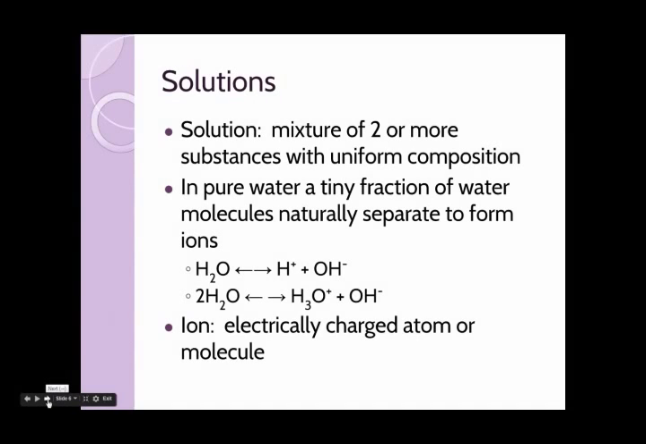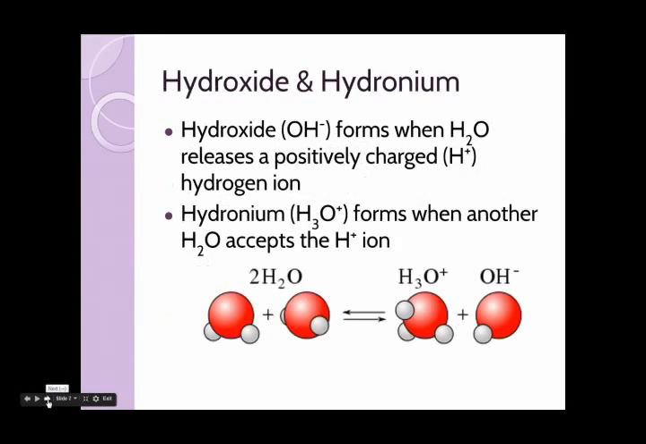In pure water, a tiny fraction of the water molecules naturally separate from each other. Below you see two chemical equations. One is water, and it separates into hydrogen ions and hydroxide ions. You can also see the other equation below that. It separates into two different ions as well. An ion is just simply an electrically charged atom. It's just a property of water.